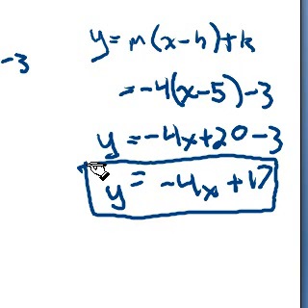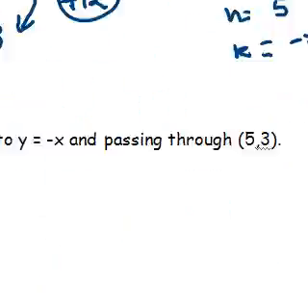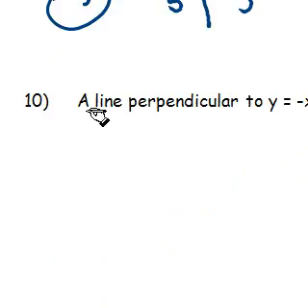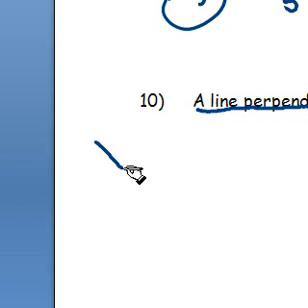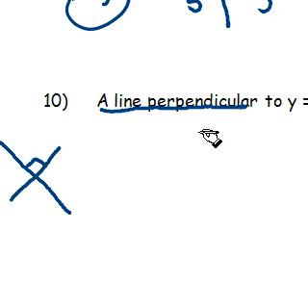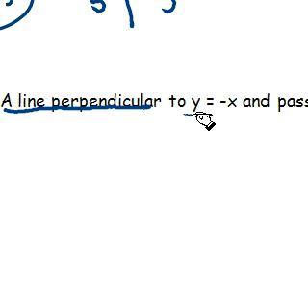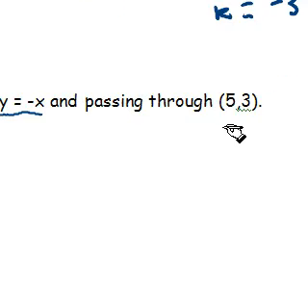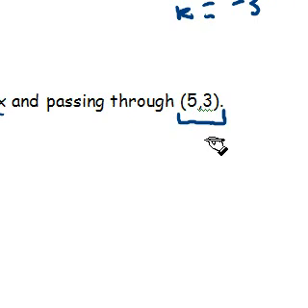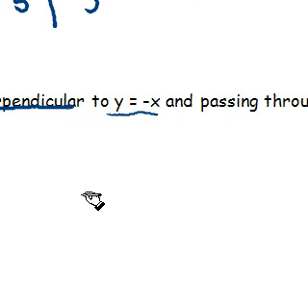Let's keep on trucking, as if we'd ever stop trucking. A line perpendicular. Okay, remember, perpendicular lines are two lines that meet at a right angle, that meet at 90 degrees. These are perpendicular lines. So we want to figure out the equation of the line that's perpendicular to y equals negative x, and it passes through (5, -3). Okay, so here's what we do.